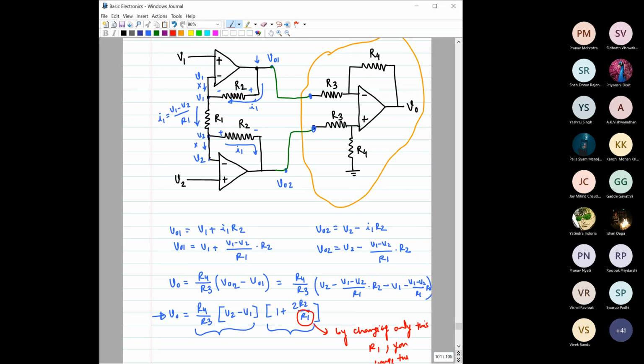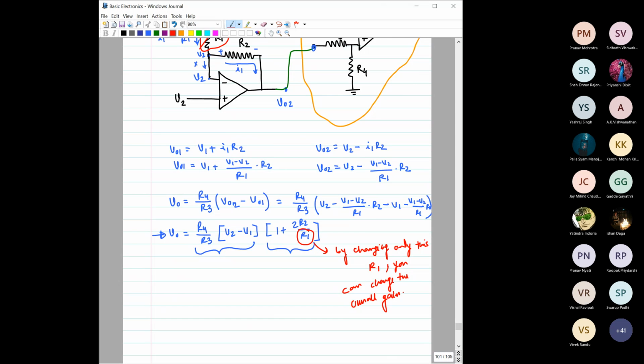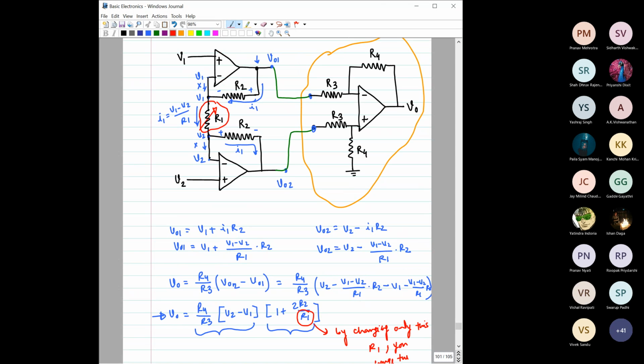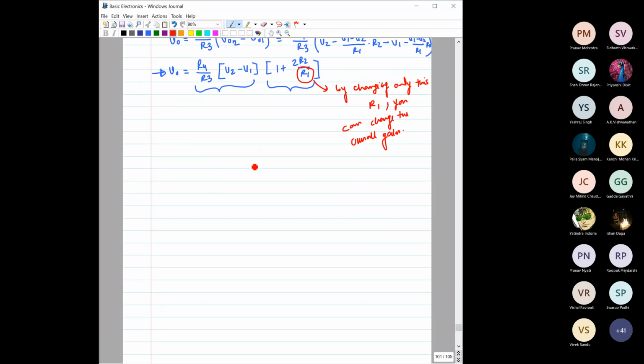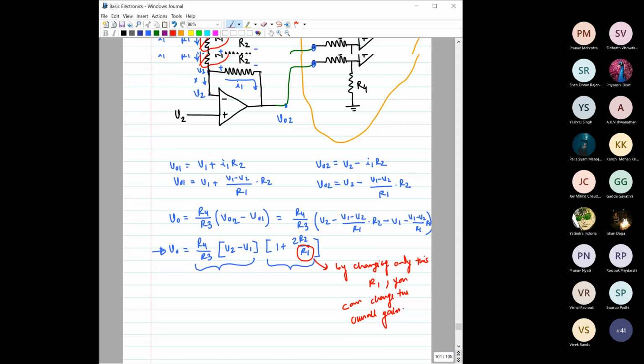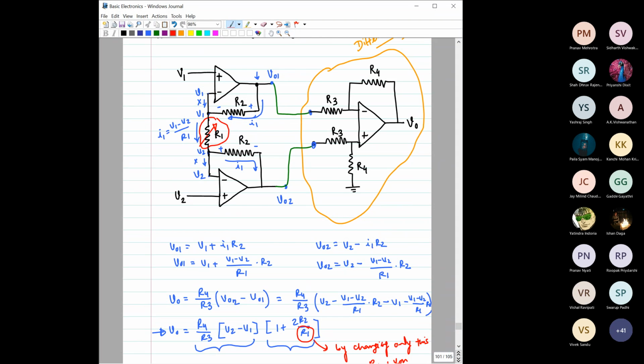See where is this R1? This is this R1, right? So you just change this value of R1 and you would be able to change the gain of this amplifier only by changing this resistance value, right? So one of the problems that we have seen for this difference amplifier is solved. Now let us see the other issue, that is the input impedance issue.